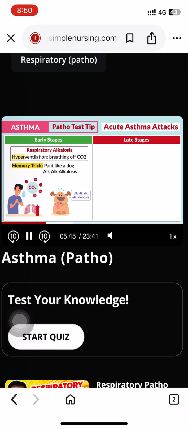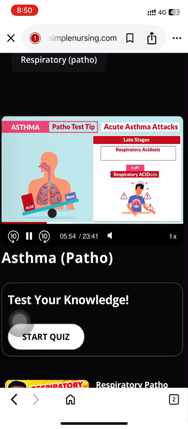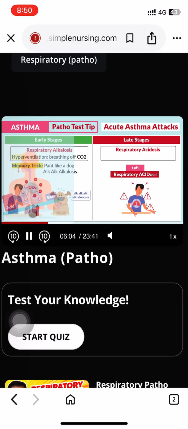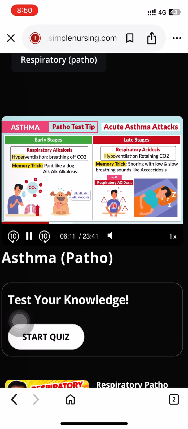Now for late signs, after the client is exhausted from too much breathing or hyperventilation, they're going to progress into respiratory acidosis. So eventually, as the client tires out, the respirations become slower and slower, leading to this respiratory acidosis from the CO2 retention. So hypoventilation from retaining too much CO2. So the memory trick, just think of someone snoring with low and slow breathing. It kind of sounds like respiratory acidosis as someone snores.